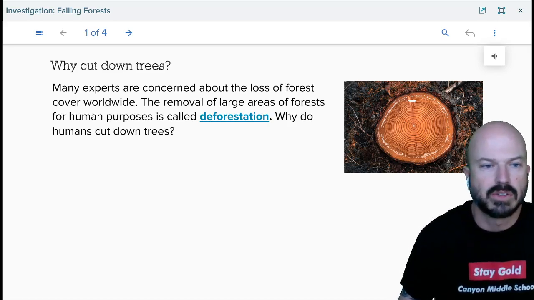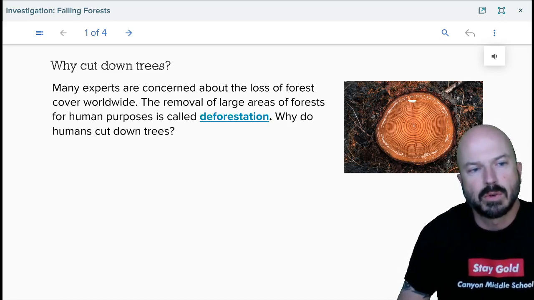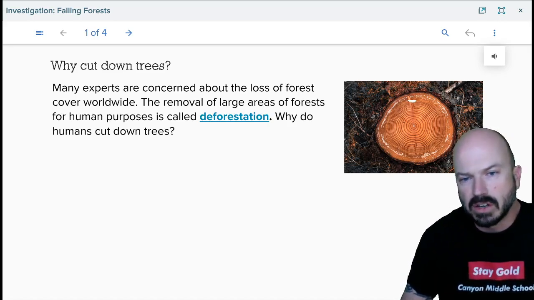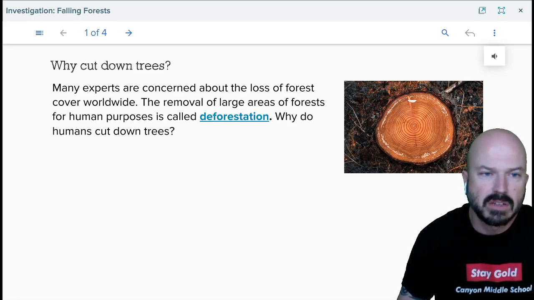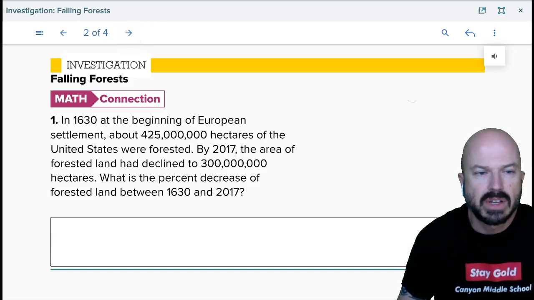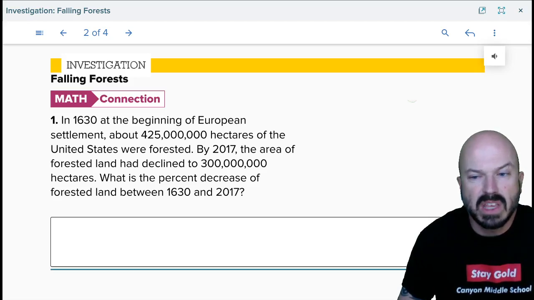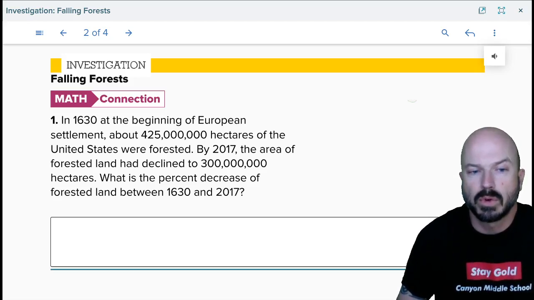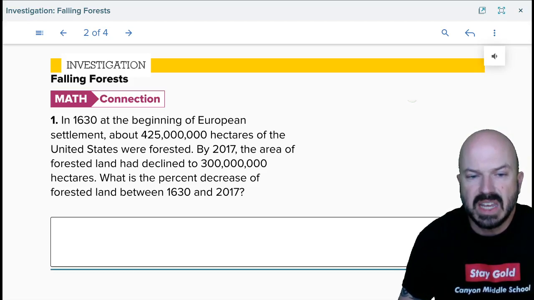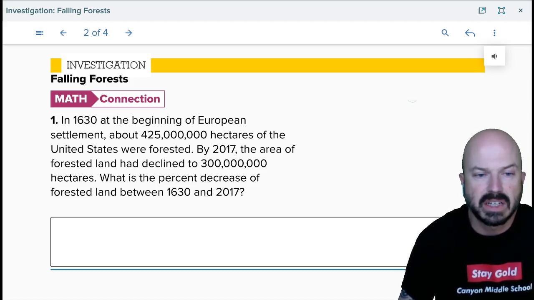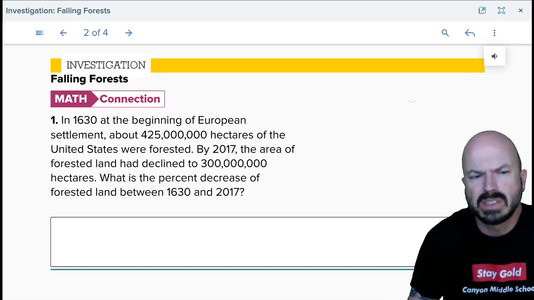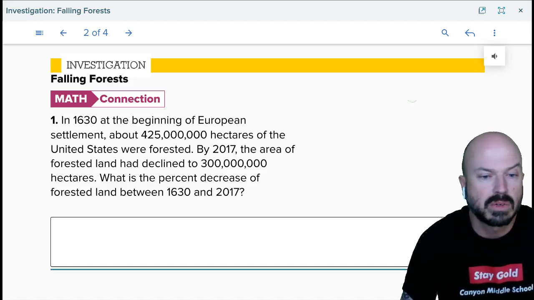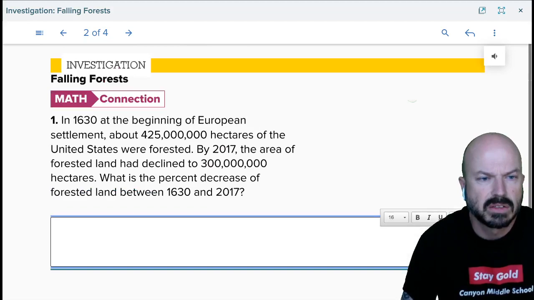So, why do we cut down trees? Many experts are concerned about the loss of forest cover worldwide. The removal of large areas of forests for human purposes is called deforestation. Why do humans cut down trees? In 1630, at the beginning of the European settlement, about 425 million hectares of the United States were forested. By 2017, the area of forested land had declined to 300 million hectares. What's the percentage decrease of forested land between 1630 and 2017? Give me your answer right here.